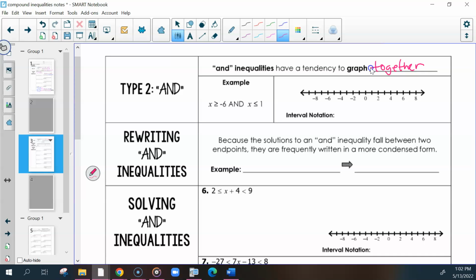X is greater than or equal to -6 would be open. -6. I'm sorry, I said open, but I closed it. Should be closed, going to the right. X is less than or equal to 1 would be closed, going to the left. And we are looking for where those two lines overlap. So that would be from -6 to +1. And that would be our final answer, that one in blue.